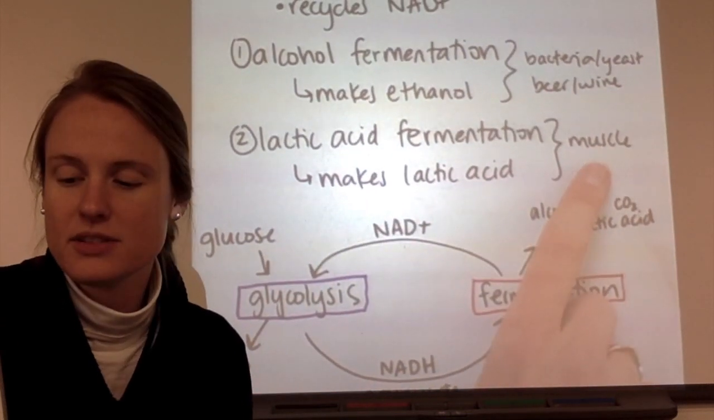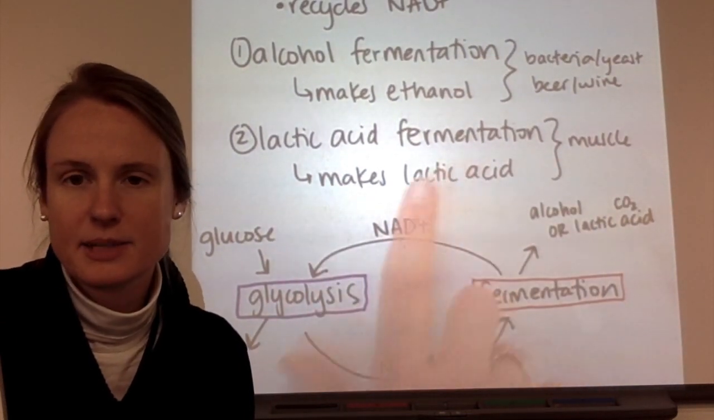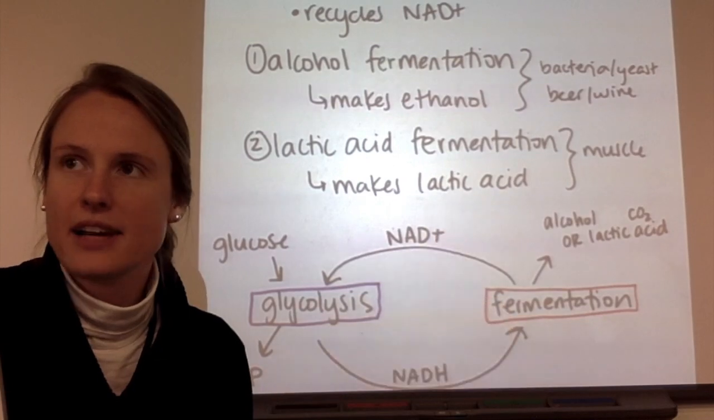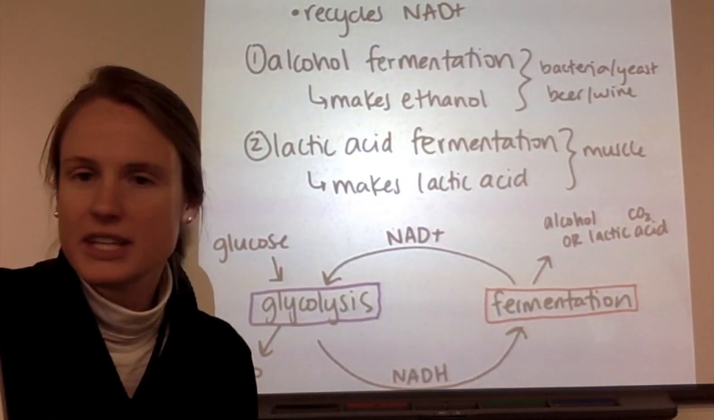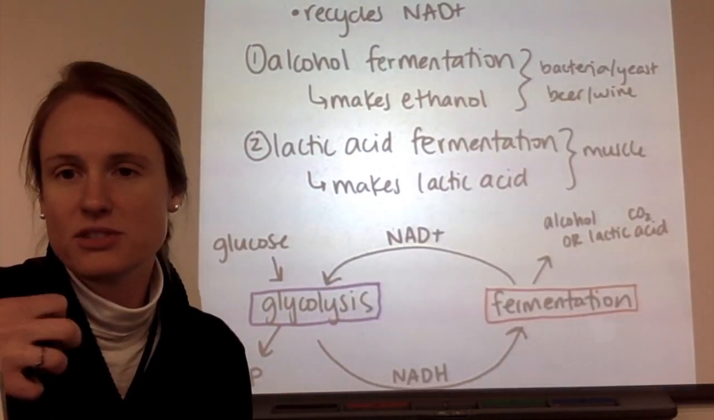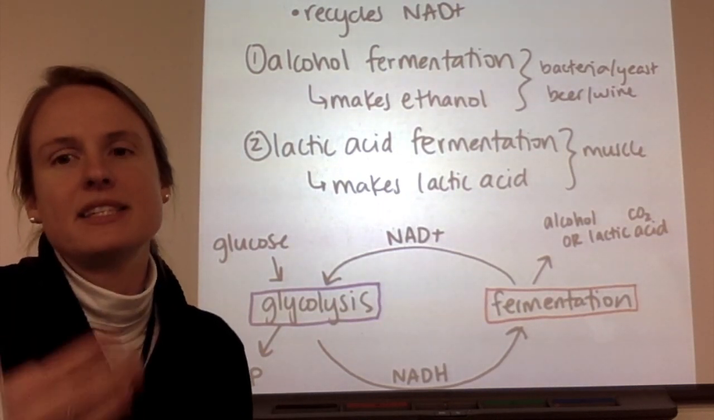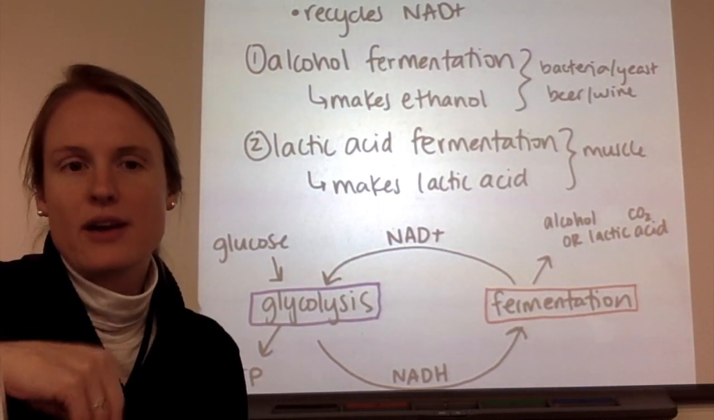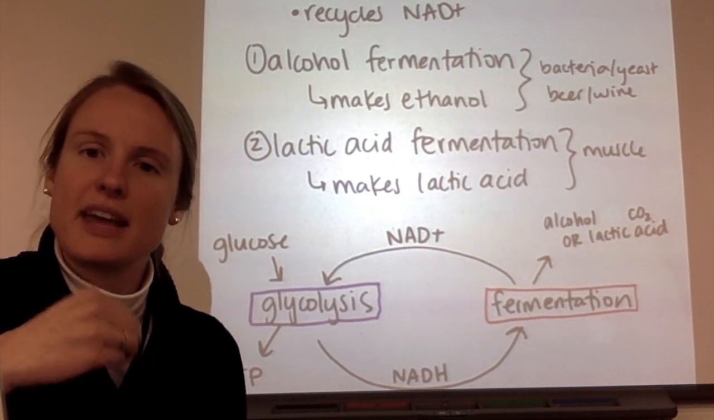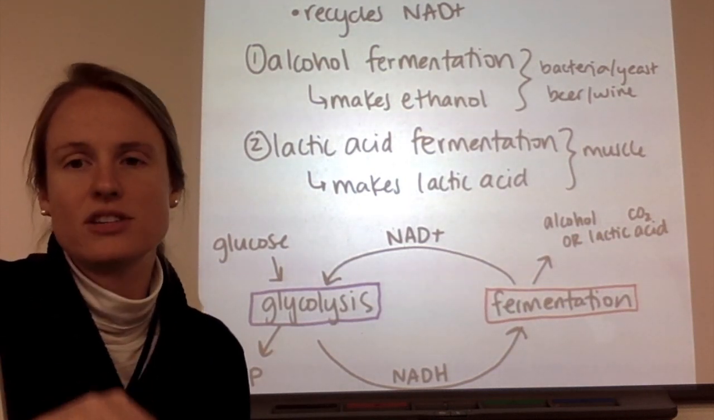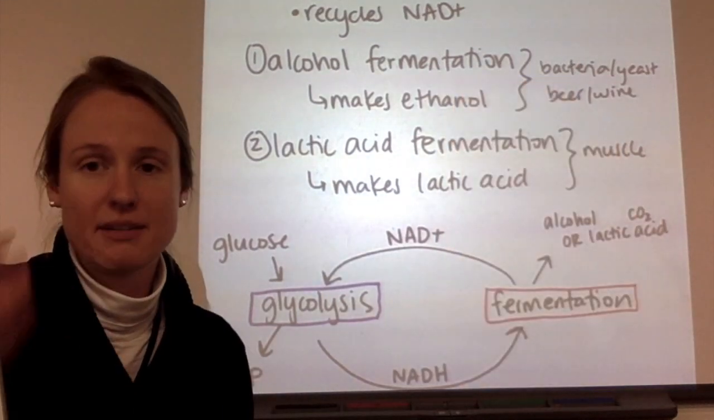This happens in your muscles, and that is when lactic acid is produced. So if you are exercising and you're really sprinting, really running very hard, and your muscles start to burn, that's an accumulation of lactic acid. That means that your heart and your lungs weren't doing quite a good enough job of getting oxygen to those muscles, so they had to start doing fermentation because they ran out of oxygen.